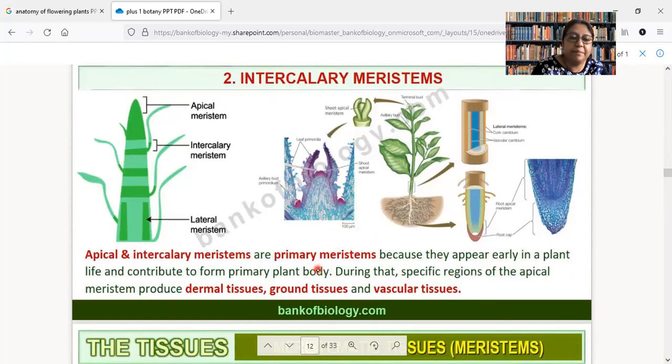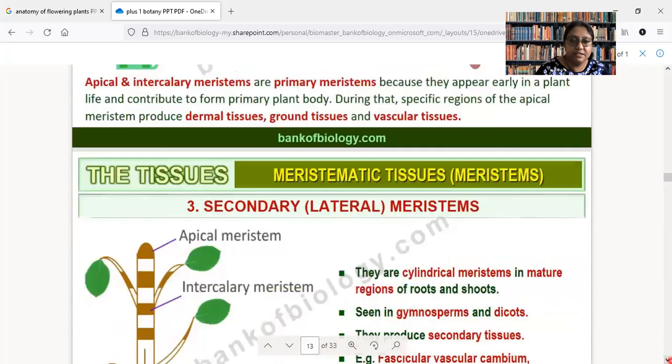Now these apical and intercalary meristems are called primary meristems. Why? Because they are responsible for primary growth of the plants and appear in the plants during primary days of their life cycle. That's why they are called primary meristem. So during these primary days of growth, apical meristem produce dermal tissue, ground tissue, and vascular tissue. We will talk about later what we mean by this dermal tissue, ground tissue, and vascular tissue.